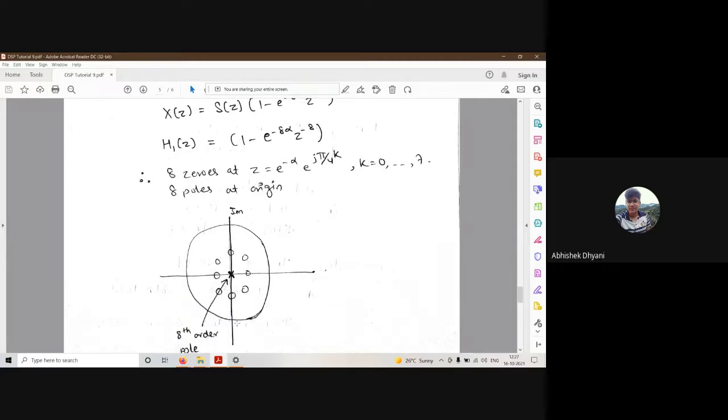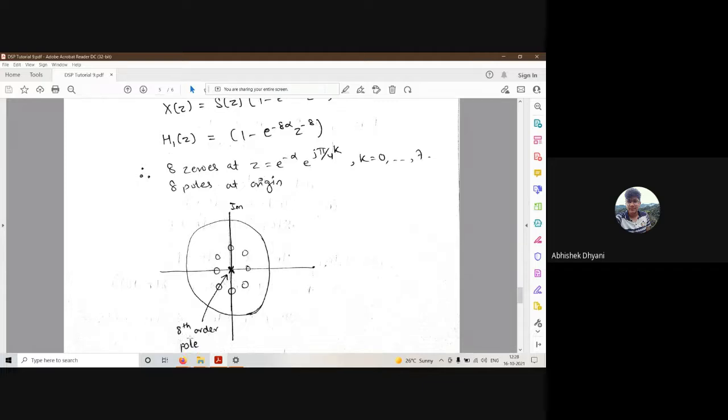This should be a circle, the unit circle; this is the imaginary axis and the real axis in the z plane. There is an eighth order pole at the origin, and there are 8 zeros like this at a particular radius, and because of this term they are at 45-degree angles. So this is how this pole zero plot will look like for this case.